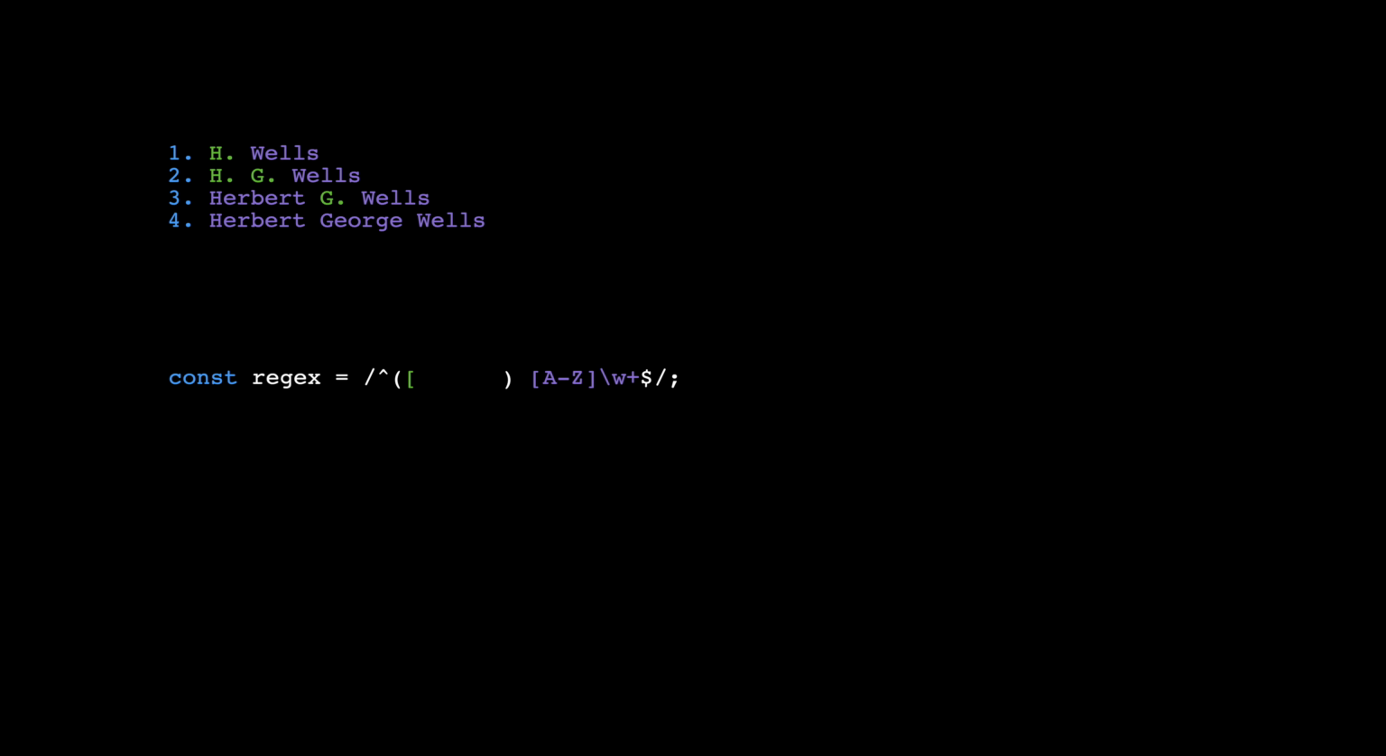The first option is when we have only one initial. The second option is when we have an optional additional initial. For this, we will take it into a group and put a question mark at the end. The third and fourth options begin with a word followed by a space. Then we add a group where there will be either a word or an initial.